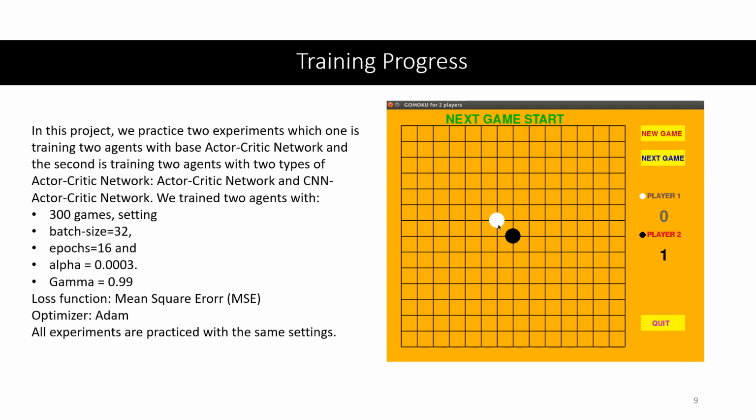We trained the two engines for 300 games. For testing, the batch size is 32, the number of epochs is 16, alpha is 0.003, and gamma, the discount factor, is 0.99. The loss function used in the project is the mean square error, or MSE. The optimizer is the Adam function, and all experiments use the same settings.